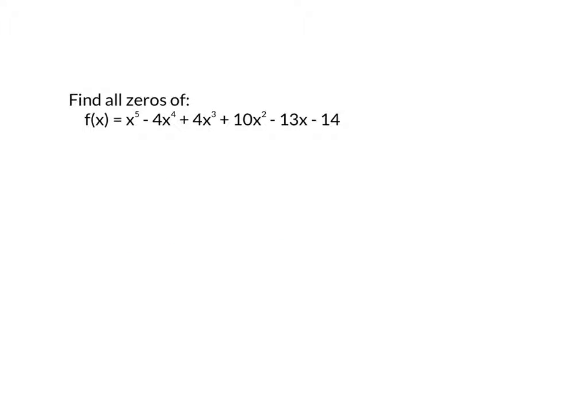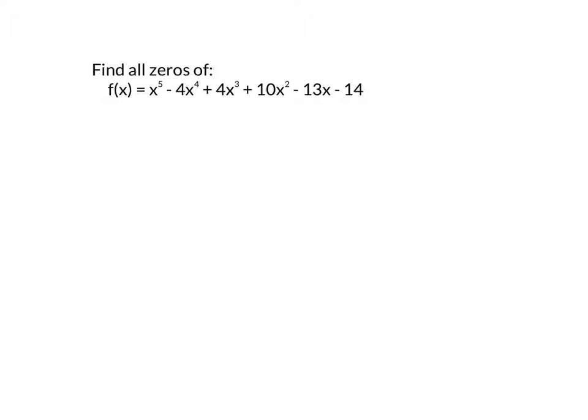All right, find all the zeros. I'm going to give us one like this, and you have to find them using what we did the other day with the rational zero theorem, which means I'm going to make a list first, the factors of 14: 1, 2, 7, 14. And here's what I know. I know there are 5 zeros altogether because that's my degree. So I'm going to start plugging stuff in from my list and see if I can find something.